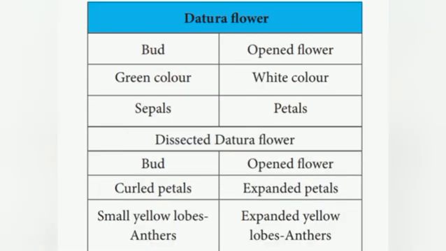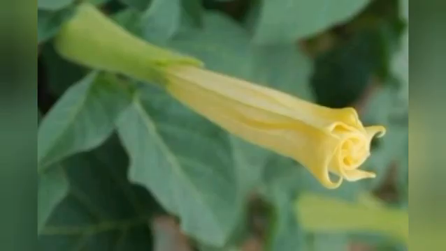In a datura flower, bud, green color, sepals. In an opened flower, it is white in color with petals. And dissected datura flower, bud: curled petals, small yellow loops, anthers. In an opened flower, expanded petals and expanded yellow loops, anthers. Students, look at the picture. In a bud, you can see a green leaf-like structure which covers the whole bud or flower.